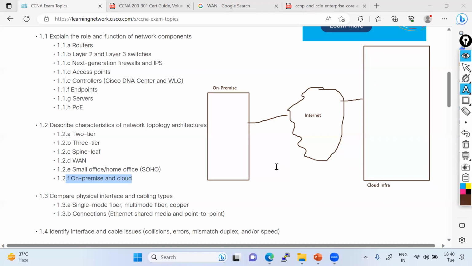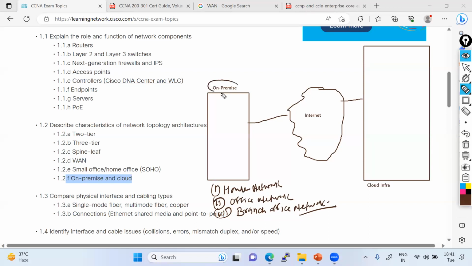So you think about your office, you think about your home, you think about home network, you think about office network, you think about branch office network. Again, it's like office network. So anything which having your dedicated infrastructures and you having the network there, that is known as the on premise, right?